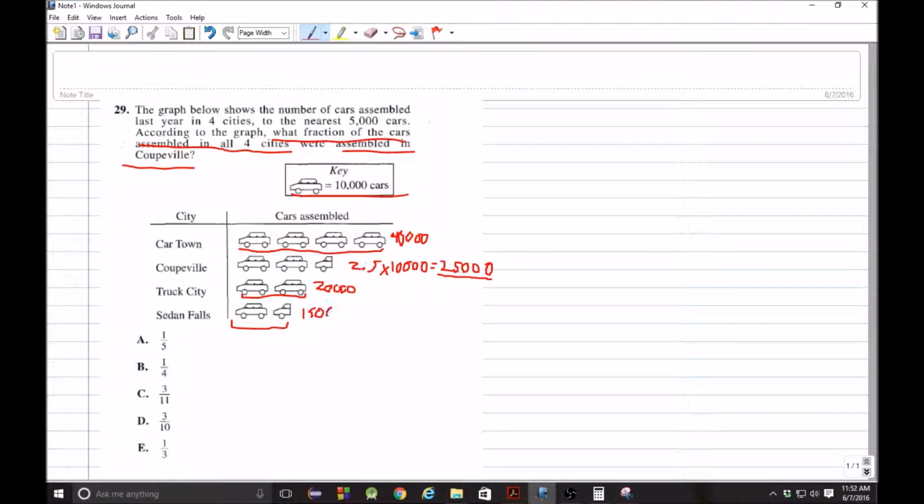So in order to get this fraction, we have to put 25,000 in the numerator over 40,000 plus 25,000 plus 20,000 plus 15,000.